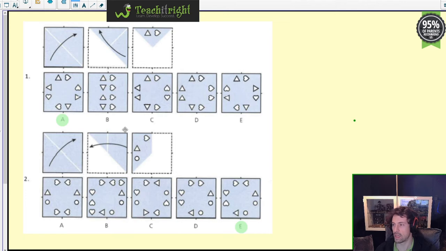Let's get going. So here we have number 1. So again, now we're mixing up. We've got hearts and triangles. So there's a few more directional things to consider when we're doing our reflections. Again, though, we're going to do it in the same order.